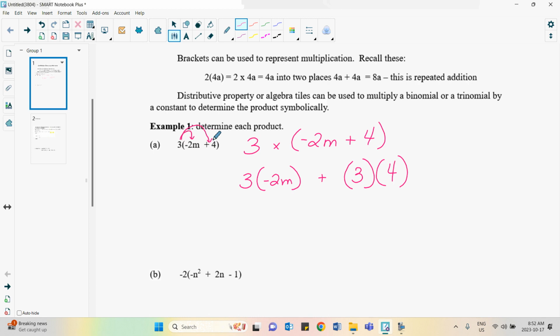So we're going to go 3 times negative 2m. What's that going to give us? Negative 6m. Yes. And then we're going to go 3 times 4, which is 12. But there's an add sign in between them, so we keep that. And that's the answer. Sometimes it's easier to write it like this, if it's easier for you to see. That's going to give me negative 6m plus 12.